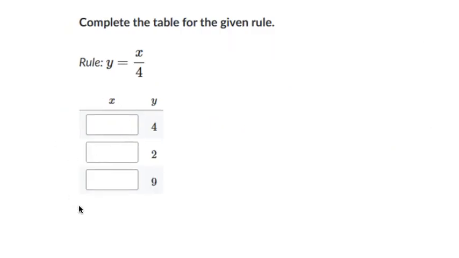Here we have the inputs missing again. The rule is a little bit different. It says y equals whatever x is divided by 4. All right, so here we have y, which is 4, equal to some number divided by 4. Let's see, we need to have a number divided by 4 and end up with 4. Well, that would be 16 divided by 4. So x equals 16. So when we have an input of 16, we divide it by 4 and get our output.